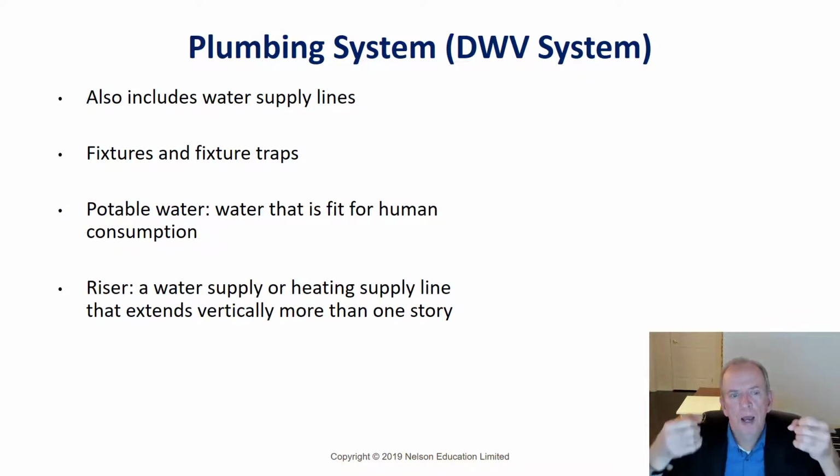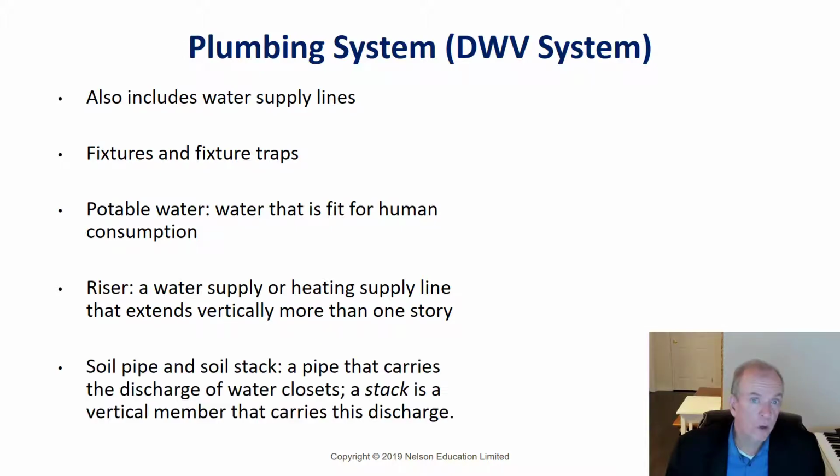When we have vertical pipes in water supplies or in heating systems, we call them risers, not just like risers on a stair. So some terms are used interchangeably, but they mean totally different things. So risers in plumbing systems are the vertical supply lines or heating lines if you got hot water heating. A soil stack is a stack pipe that is going to carry waste. So it's going to carry waste from a toilet, right? So that's a soil stack. A stack is a vertical member that carries this discharge.